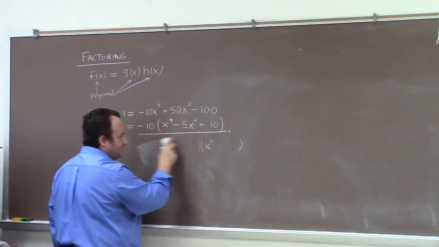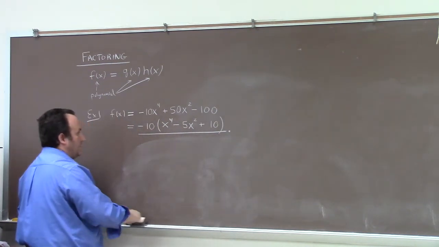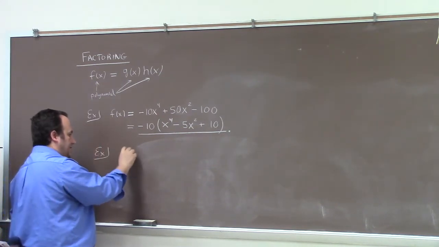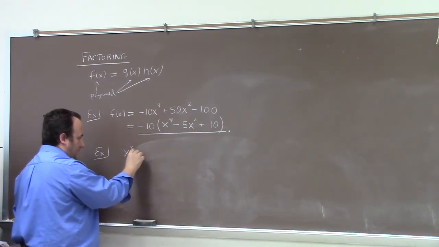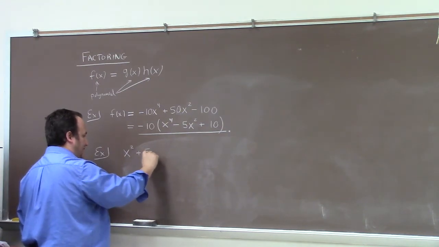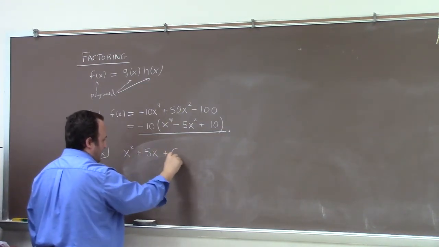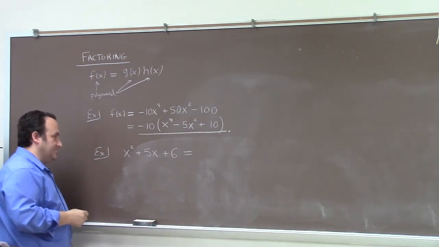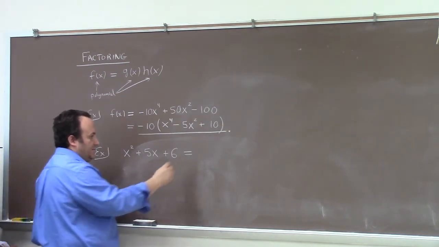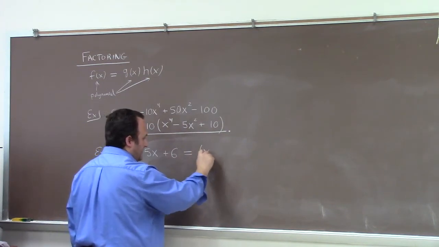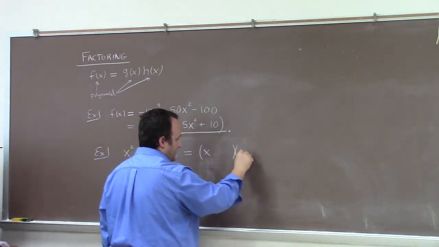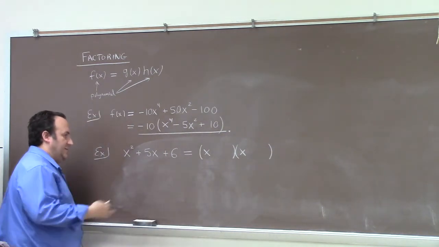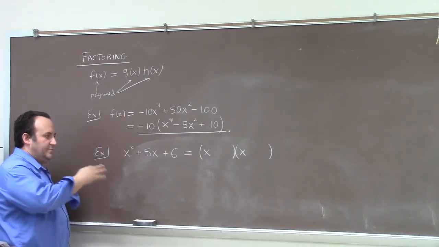Okay, so next example. Suppose we had x squared plus, say, 5x plus 6. Let's try to factor this if we can. So what I'm going to propose we do is we just kind of make a template like that. And then we start thinking about how can we multiply?